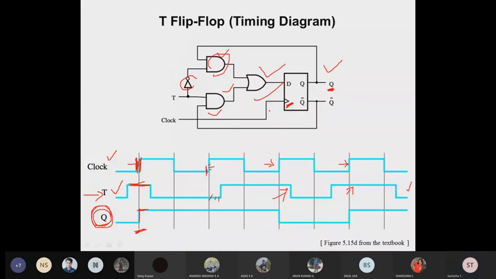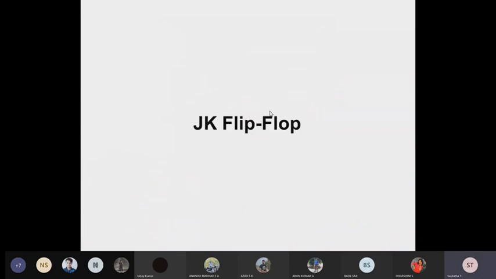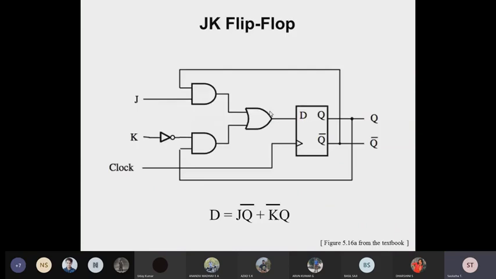Is that clear? Yes or no? Yes, ma'am. Okay. Shall I, yes, next I'll move on to the JK flip-flop.